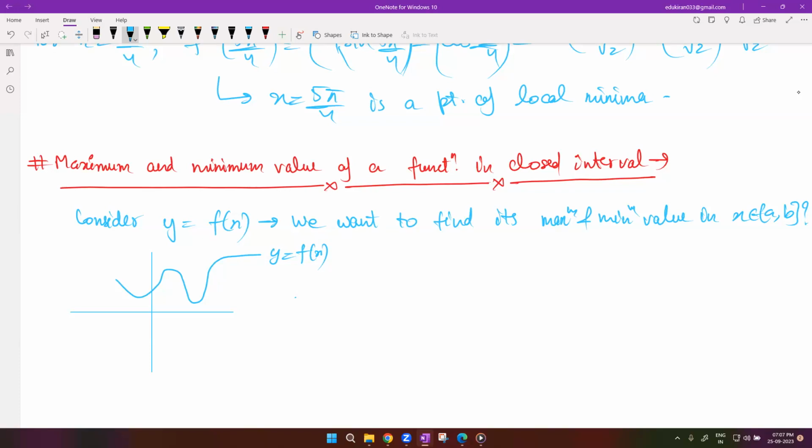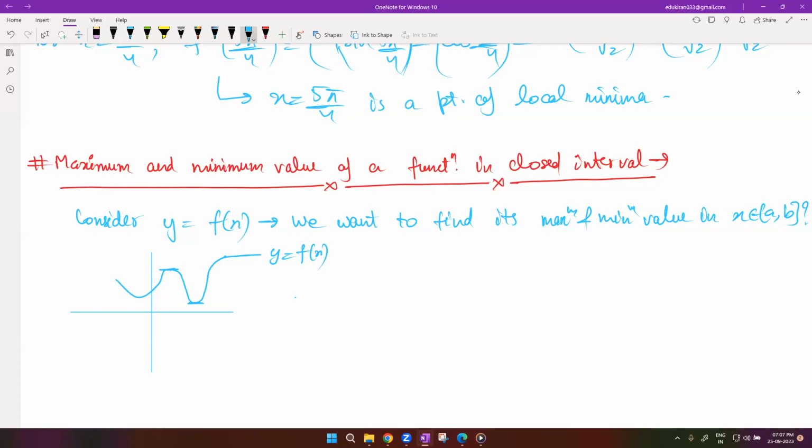Now we know that the lowest value of this function is here, right? And this is a point of local maxima, but this is not the highest value of the function, right? These points are depicting the highest value of y. This is our basic understanding of the function.